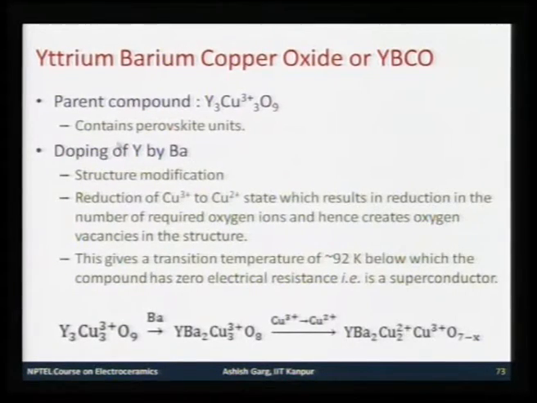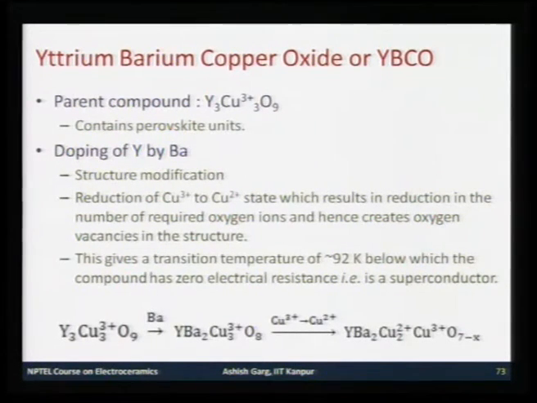Now what you do in this material is you dope this material by replacing yttrium with barium. So this modifies the structure. The difference here is yttrium is +3, barium is +2, and in order to maintain the stoichiometry, this leads to reduction of Cu +3 to +2, which results in a reduction in the number of required oxygen atoms, and hence it creates vacancies of oxygen in the structure.